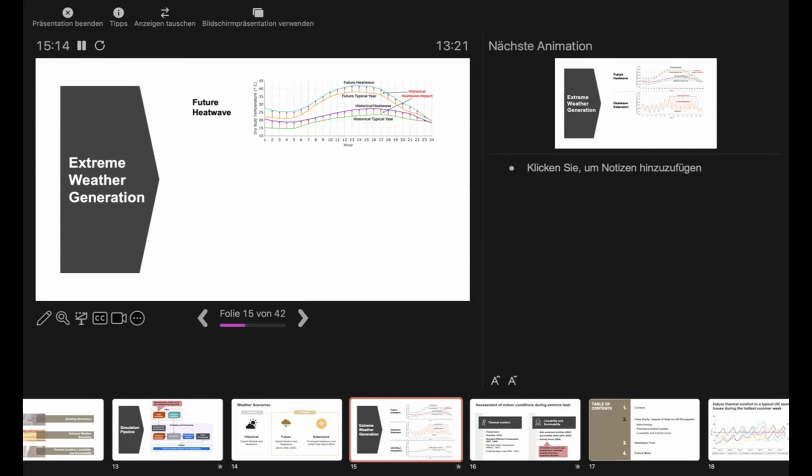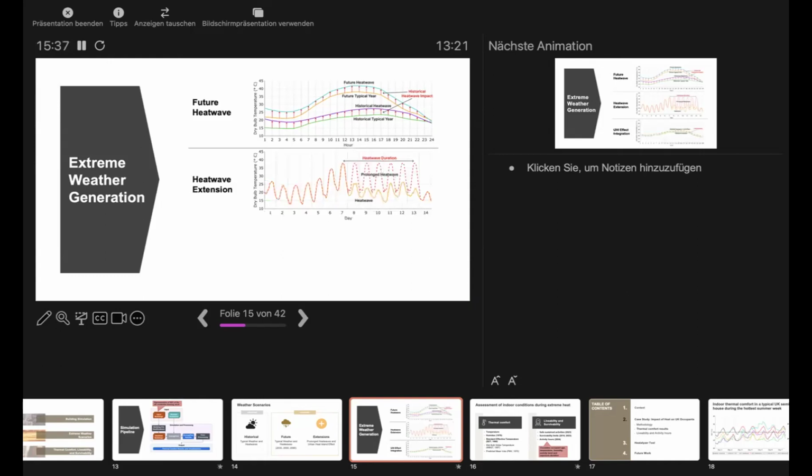And for each weather variable, so here it is shown for temperature, we compute the hourly difference between the historical heat wave and the historically typical year, and then just add this exact difference to the future projected typical year to give us a future heat wave. And again, we do this for all the weather variables. And this then gives us an estimation of a future heat wave.